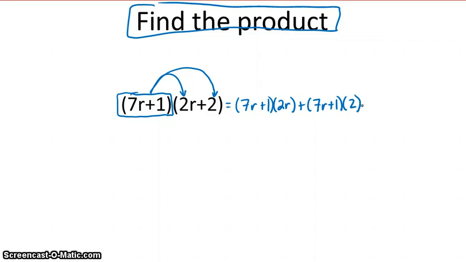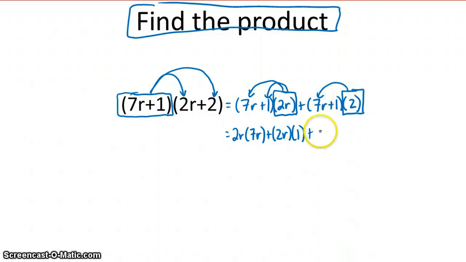Now, in this step, we could actually do what we might call reverse distribution, and we could now take the monomial, which in this first one is 2r, and distribute it back. So we could do 2r times 7r, and then I would also have to do the 2r times 1, so plus 2r times 1. And then I need to do the same thing. In this case, the monomial is 2. I would distribute that back, so I have 2 times 7r plus 2 times 1.